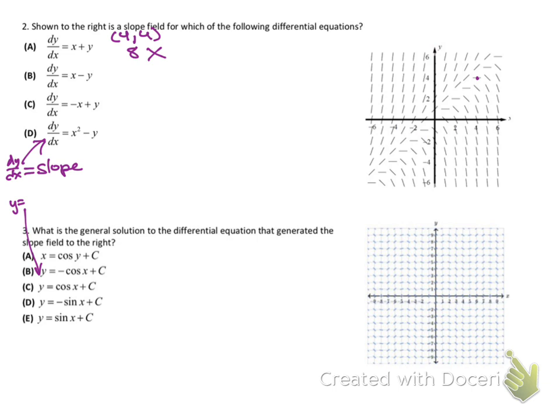If I look at B, that one has a slope of 0, so that one's okay. Maybe that one's our answer. If I look at C, if I plug in 4, 4, that one also gives me 0. So that one's okay too, so that's a possibility. And if I look at D, if I plug in 4, 4, I get 4 squared minus 4, which is 12. That one also doesn't work. So we can automatically eliminate A and D. And you can do the same thing. You can choose a different point somewhere else on the graph.